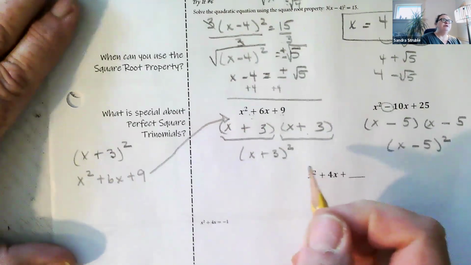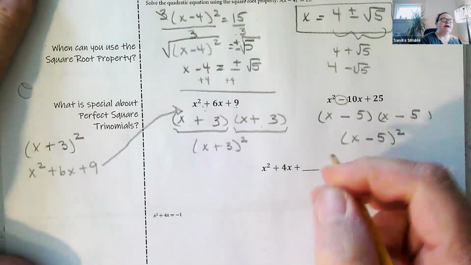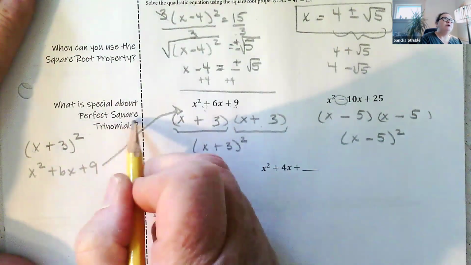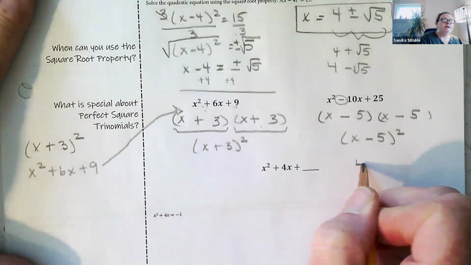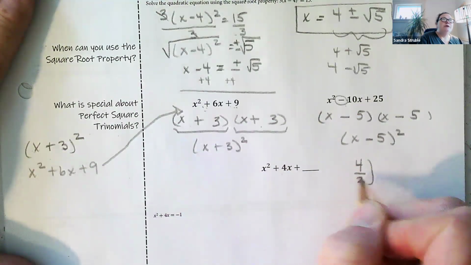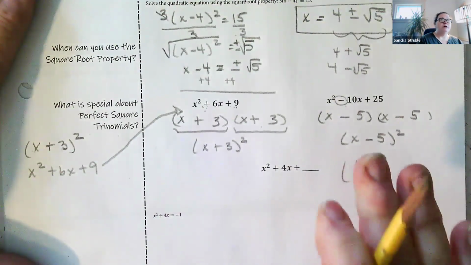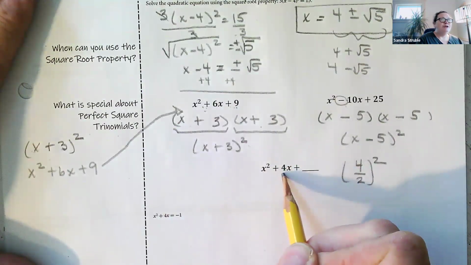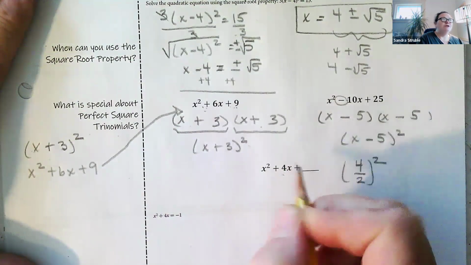The other thing they're wanting me to show you is the beginning of completing the square, which we haven't started yet. To find your third term to make this a perfect square trinomial, you're going to have to take your middle term, divide it by 2, and square it. And this is for any of them. If you're wanting to make a perfect square trinomial, you take the middle term, divide it by 2, and square it. 4 divided by 2 is 2. 2 squared is 4.